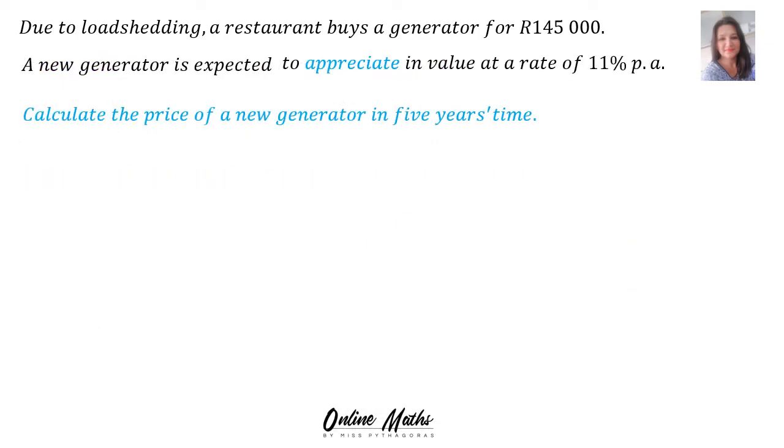The second part of the question is, a new generator is expected to appreciate in value at a rate of 11% per annum. Calculate the price of a new generator in 5 years' time. We'll make the summary. P is 145,000. I is 11%. Therefore, it's 11 divided by 100, which is equal to 0,11. N is 5. A, that's what we're looking for.